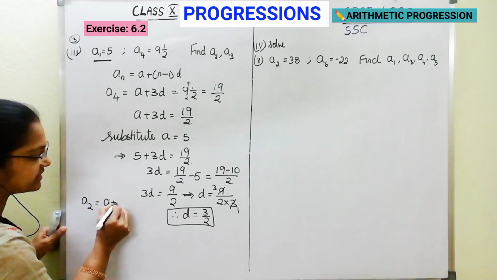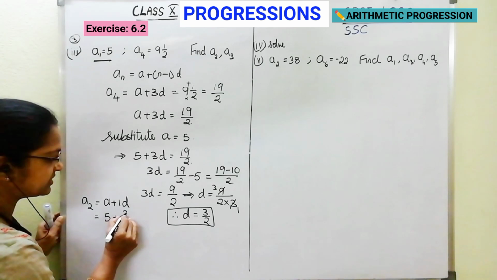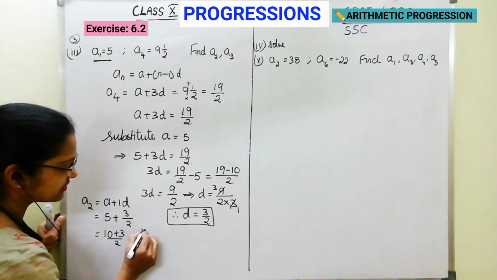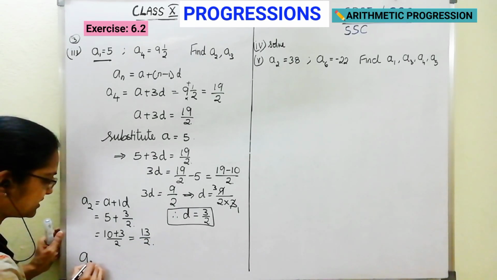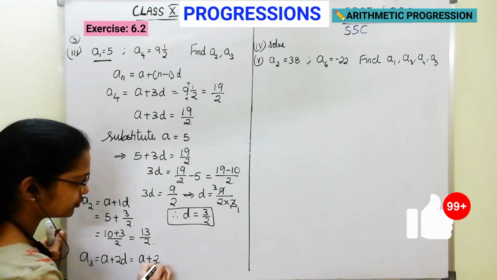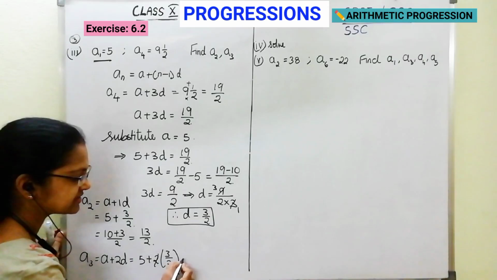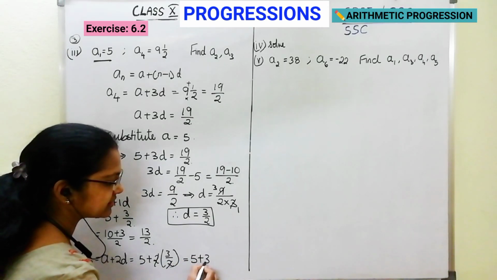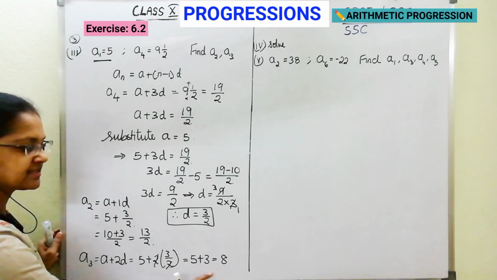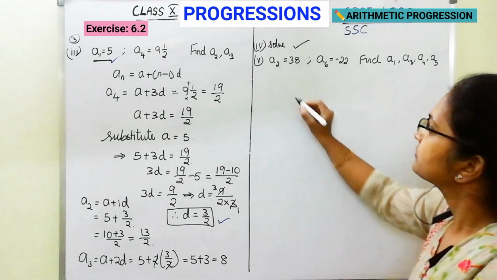A2 is equal to A plus 1D. A is 5. 5 plus 1D. D means 3 by 2. 5 plus 3 by 2, that is 13 by 2. Now A3 is equal to A plus 2D. A plus 2 into 3 by 2. So substitute A as 5. The 2s cancel. 5 plus 3 is equal to 8. So A2 is 13 by 2, A3 is 8. The fourth one, you people try to solve it because it is a similar problem.